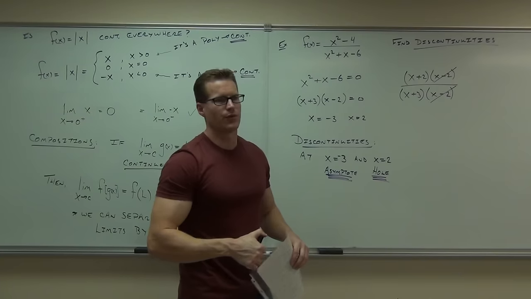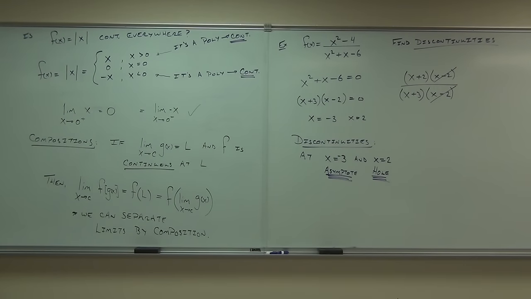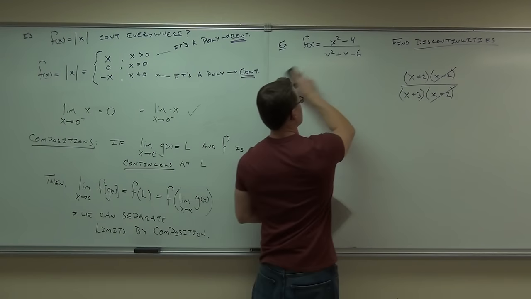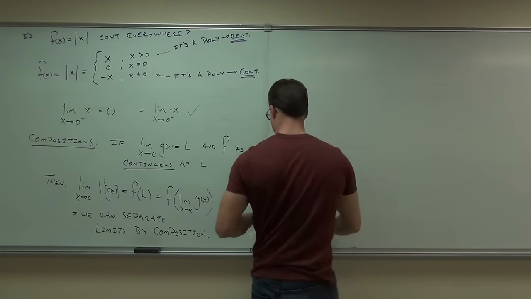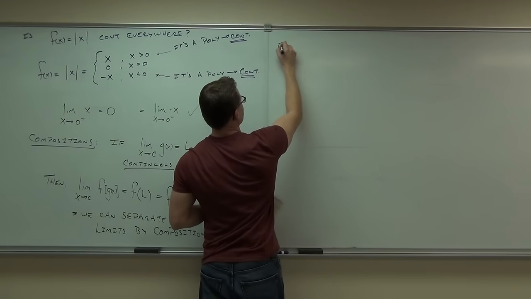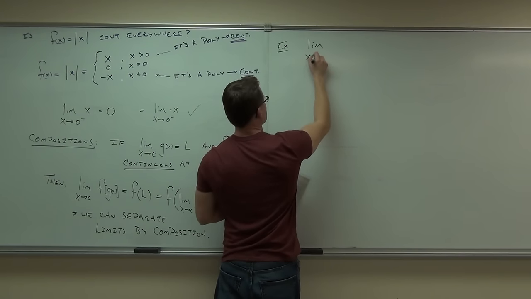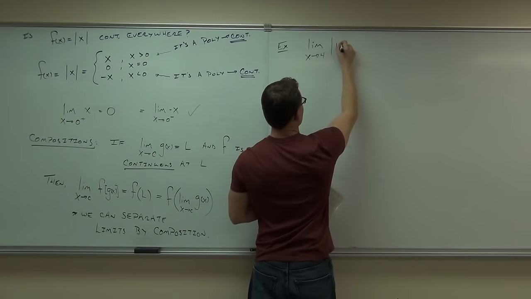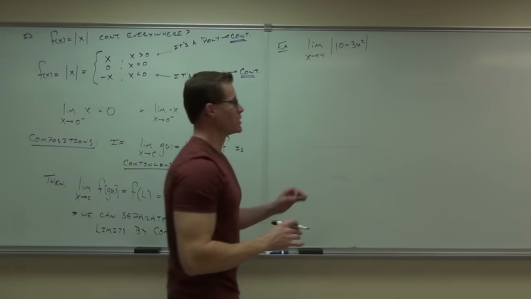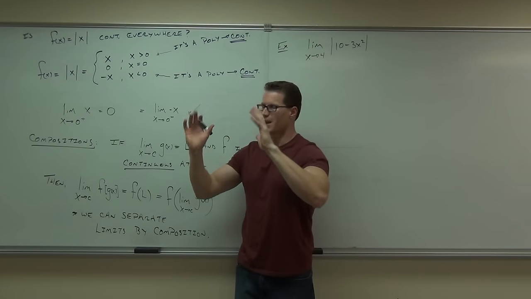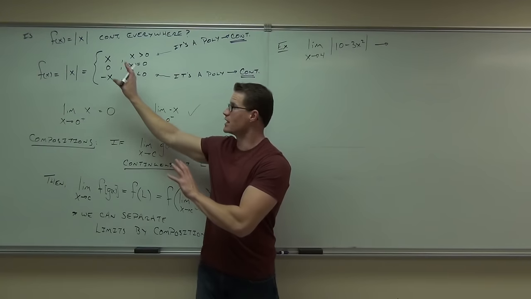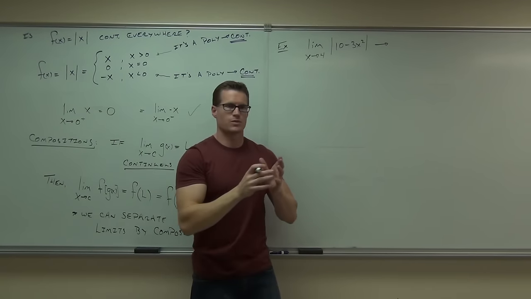Let me give you a quick example of how we can use it. Talk about maybe one more thing that we've done for today. So, quick example. Let's say we have a limit as x approaches 4 of the absolute value of 10 minus 3x squared. Do you understand how this really is a composition of one function and the absolute value function? Do you guys see that? What it says is that you can treat this that way, because we haven't really defined limits of absolute value. We haven't really talked about that. We've had to do one-sided limits for things like this so far.